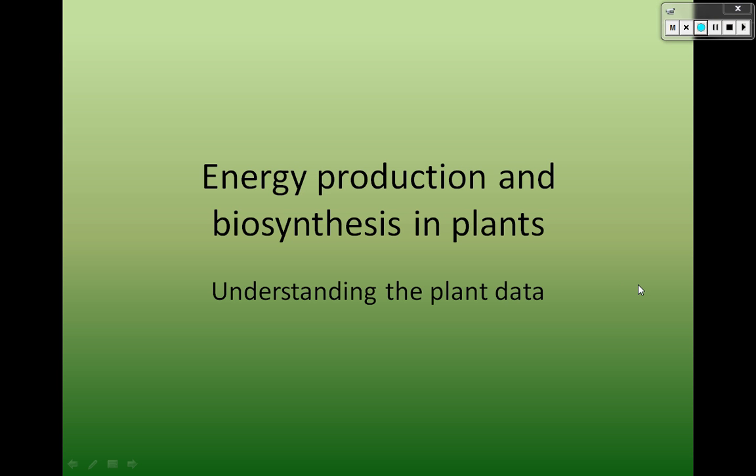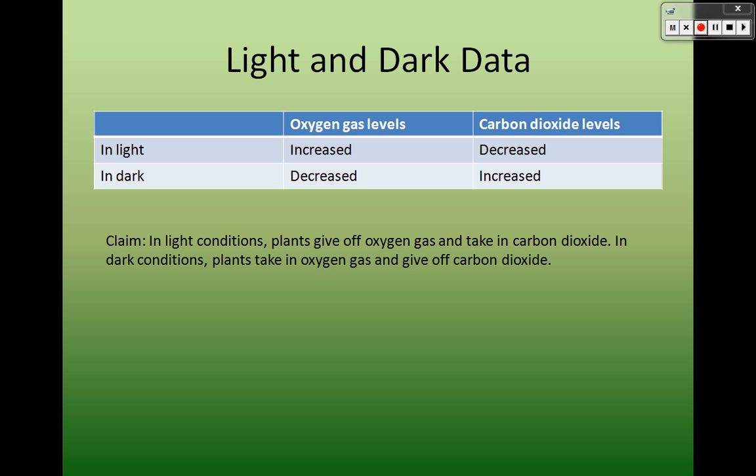These are notes on energy production and biosynthesis in plants to help you understand the plant data that we collected in class. So just kind of a recap of the data. In the light, we saw the oxygen levels increase and the carbon dioxide levels decrease, which is pretty much what a majority of students thought would happen. But then in the dark, we actually saw the exact opposite happen. The oxygen levels decreased and the carbon dioxide levels increased, which is absolutely not what a majority of people thought.